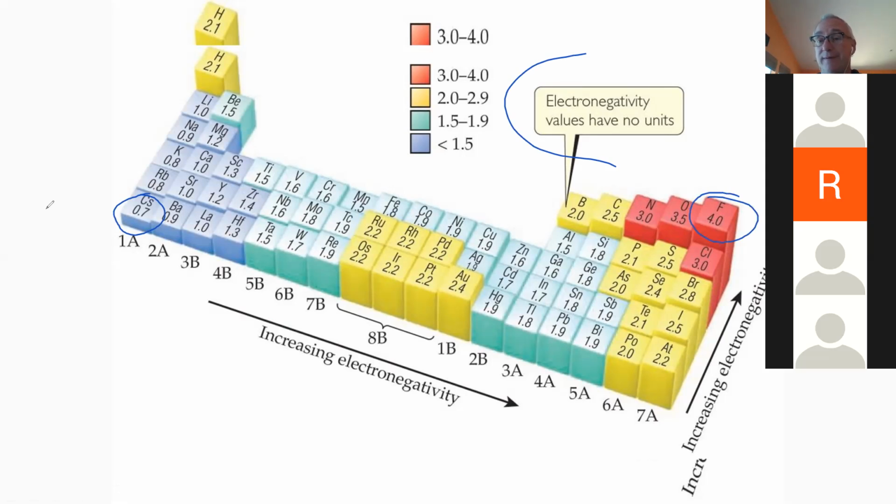Now you don't have to memorize this, but one thing you probably should remember, the three highest electronegativities are nitrogen, oxygen, and fluorine. Chlorine's close. I think nitrogen is slightly more electronegative than chlorine. And remember, these are the three elements that do what? These three elements have something in common: nitrogen, oxygen, and fluorine.